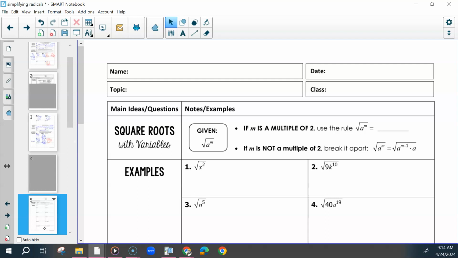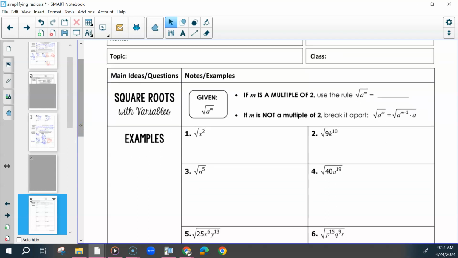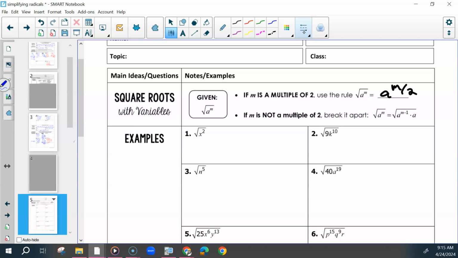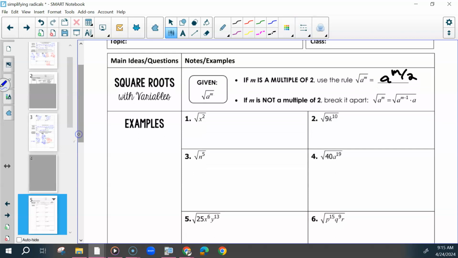Not only do we have to simplify radicals with numbers, but we also have to do it with variables. So there are three different ways that you can do this. Whichever way you like, use that. I'm going to show you all three. One is using this rule. If m is a multiple of 2, we're going to use the rule a to the m over 2. If it's not a multiple of 2, we're going to find the closest number that would be a multiple of 2, write that, and then separate the one remaining. So we'll do this one, and then I'll show you the other two ways.